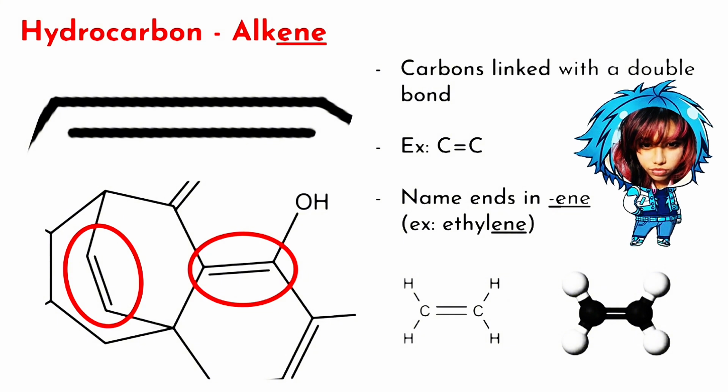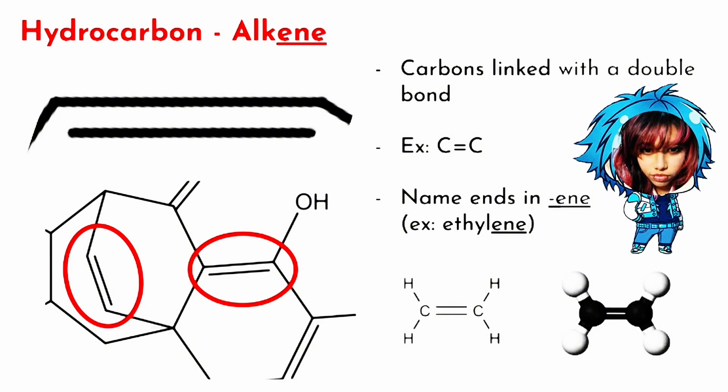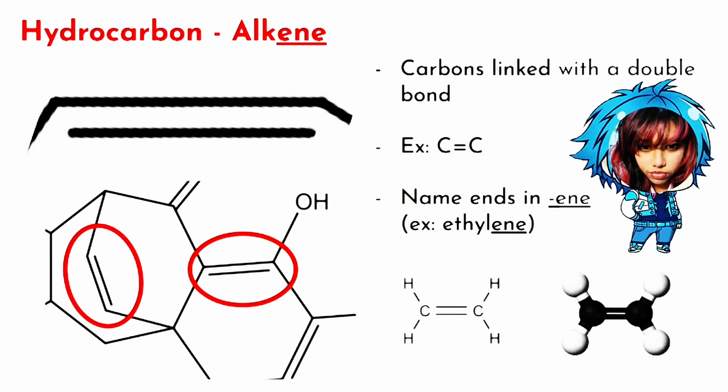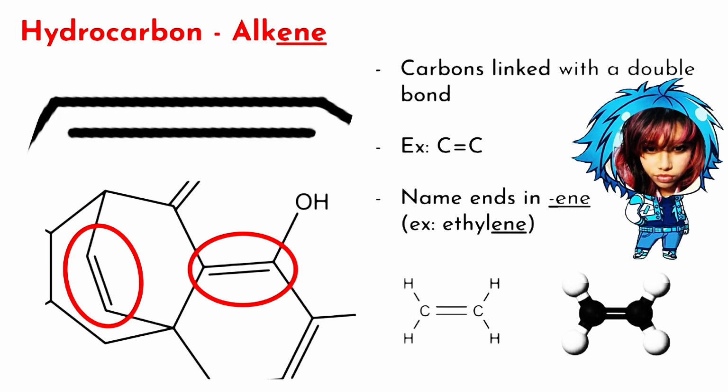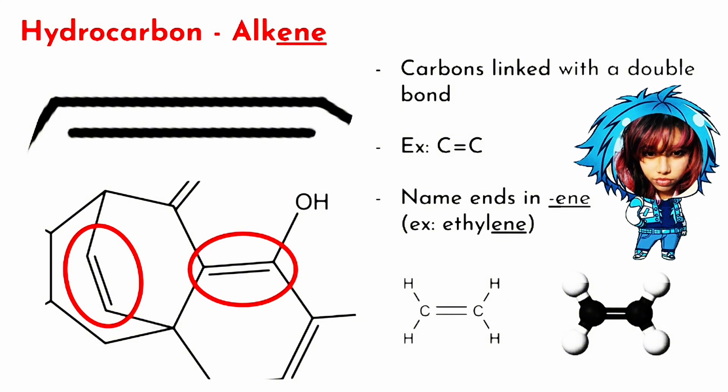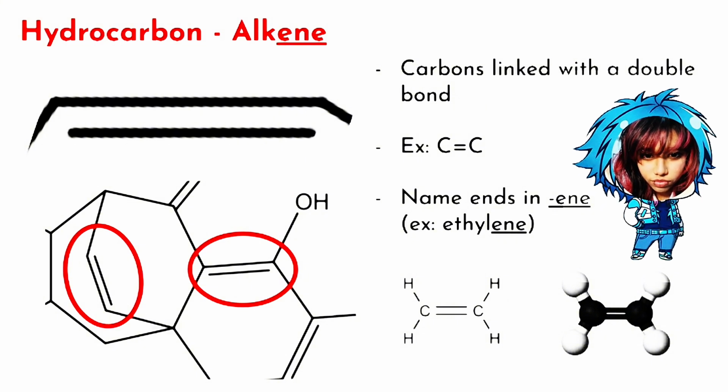So this makes it stronger than a regular bond, but not as strong as an alkyne, which is a triple bond. Here the name ends in -ene, which is another way to identify an alkene just based on the name, like in ethylene.